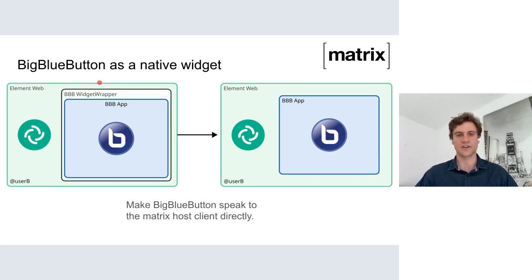And one of them is that we have this indirection. We have Element Web, then we have the widget wrapper doing the communication to Element, and then we have BigBlueButton inside the widget wrapper as another container. And this could be simplified. BigBlueButton could speak directly to the Matrix host client, and then this would just look like this. So BigBlueButton would do the thing of getting the token for the SFU and telling Element, oh, I joined. Can you set this state event into the room because you need to inform the others that I'm currently in a session there.